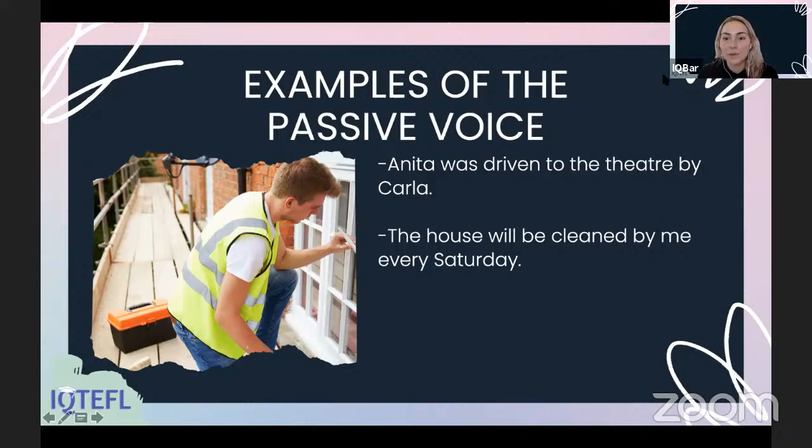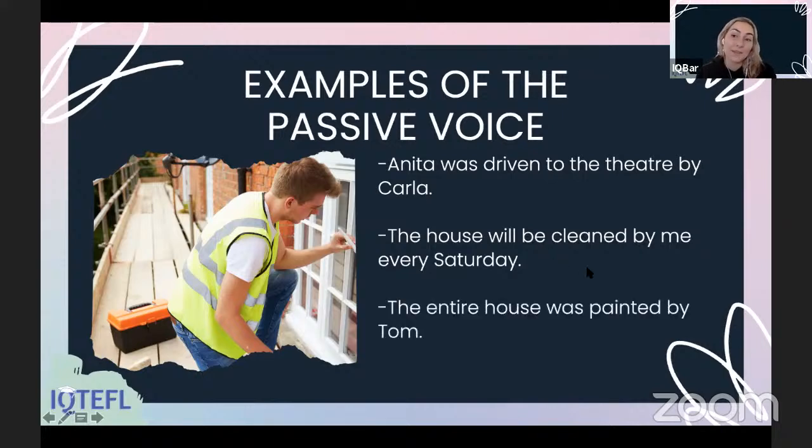So let's take a look at some more examples. The house will be cleaned by me every Saturday. So the subject is the house, the action is cleaned, and the verb would be... And then we have another example here, which is the entire house was painted by Tom. So I'm sure you're all familiar with this, and you've heard the passive voice being used in articles, being used in newspapers, and we use it quite often when we are speaking. We might not know what it's called, but this is the passive voice.